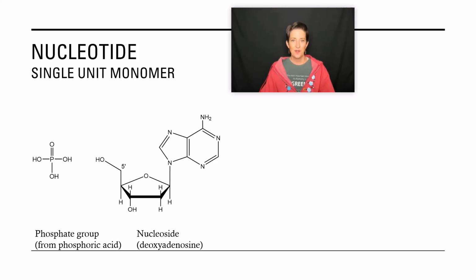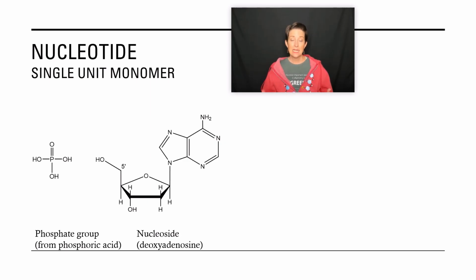Looking at derivatives of our nucleoside, which means we're going to change that structure a bit. The first derivative that we're looking at is a nucleotide. The nucleotide is the base monomer structure for our DNA and RNA. What we need in order to build a nucleotide is a phosphate group. This phosphate group comes in the form of phosphoric acid.